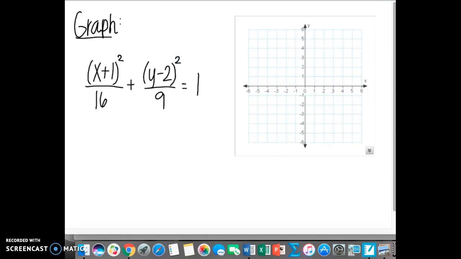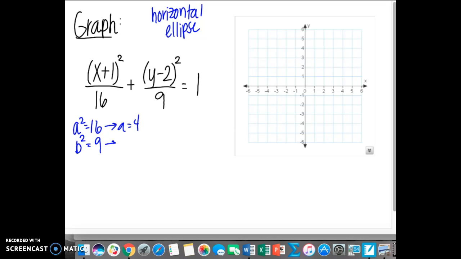Looking at the next example, we're going to be graphing an ellipse. We know that ellipses are either vertical or horizontal based off of which denominator is bigger. Since the denominator under the x term is bigger, we know we're going to have a horizontal ellipse. So we know that a squared equals 16, so a equals 4, and that means b squared must equal 9, so b equals 3.